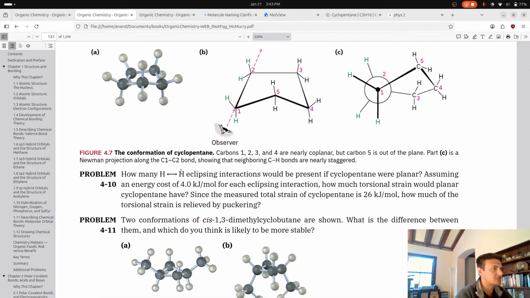How many H-H eclipsing interactions would be present if cyclopentane were planar? Oh, that's interesting. How much torsional strain would planar cyclopentane have? Ten, right?